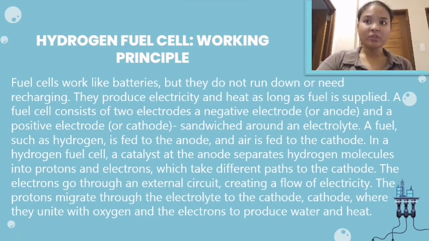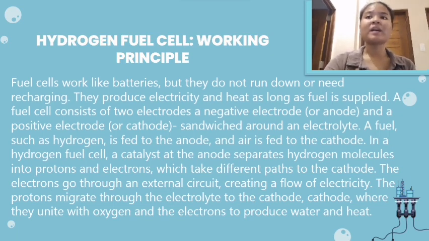A fuel cell consists of two electrodes, a negative electrode or the anode, and a positive electrode called the cathode, sandwiched around an electrolyte. A fuel such as hydrogen is fed to the anode and air is fed to the cathode. In a hydrogen fuel cell, a catalyst at the anode separates hydrogen molecules into protons and electrons which take different paths to the cathode. The electrons go through an external circuit creating a flow of electricity. The protons migrate through the electrolyte to the cathode, where they unite with oxygen and the electrons to produce water and heat.